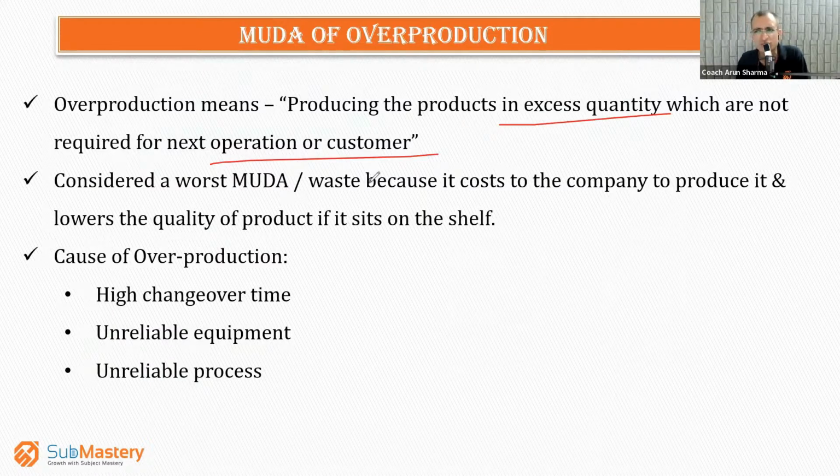Why is this considered the worst MUDA? Because it costs the company to produce, and then it lowers the quality of the product if it sits on the shelf, just like food, which may get deteriorated. In a similar way, if you check the finished goods, there is so much dead inventory in the stock. This term, dead inventory. What is dead? Not moving, non-moving items.